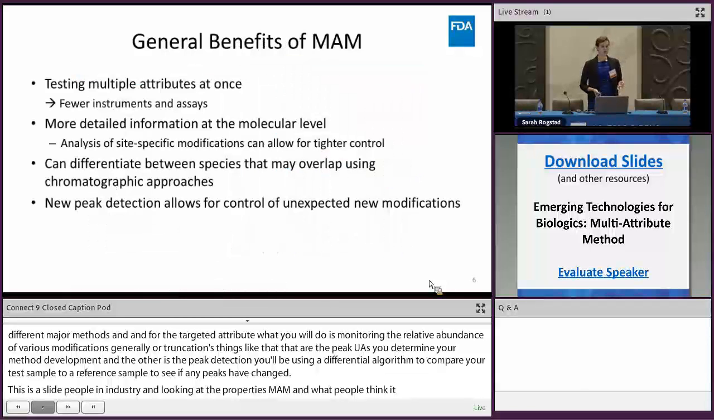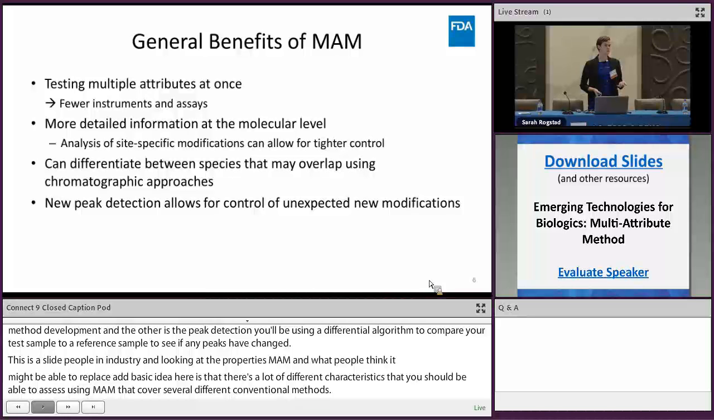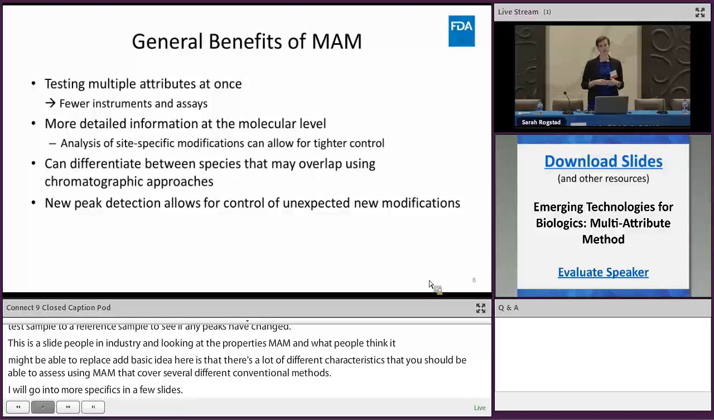So the general benefits of MAM are that you're testing multiple attributes at once. You're not just looking at all of the acidic species, you're looking at specific modifications that make up that larger subset of species. So this allows you to have fewer instruments and fewer assays. It also gives you more detailed information at the molecular level. So because you're analyzing site-specific modifications, it will hopefully allow you to have tighter control over your product. It also allows you to differentiate between species that may overlap using chromatographic approaches.